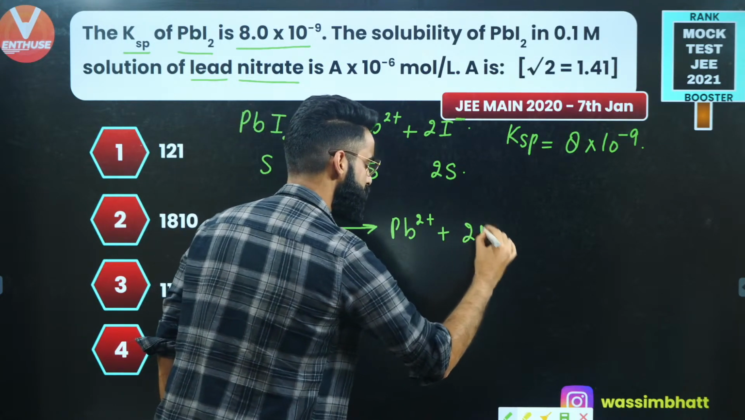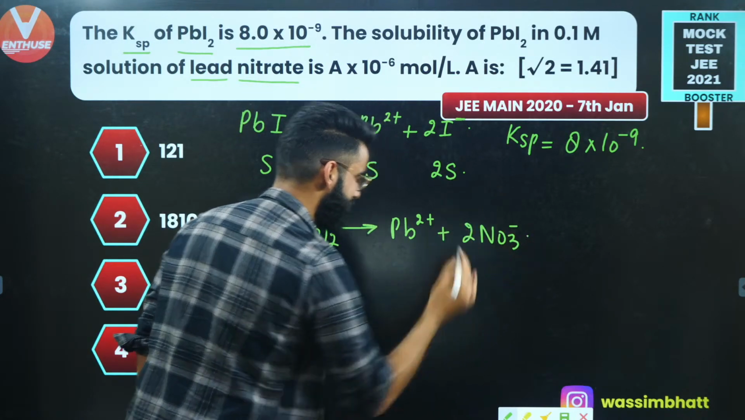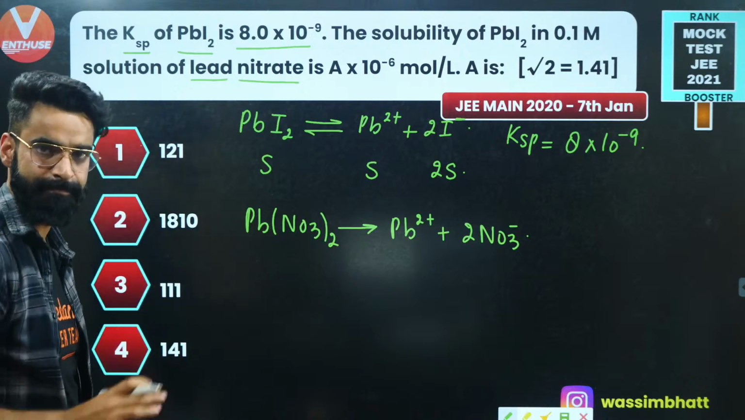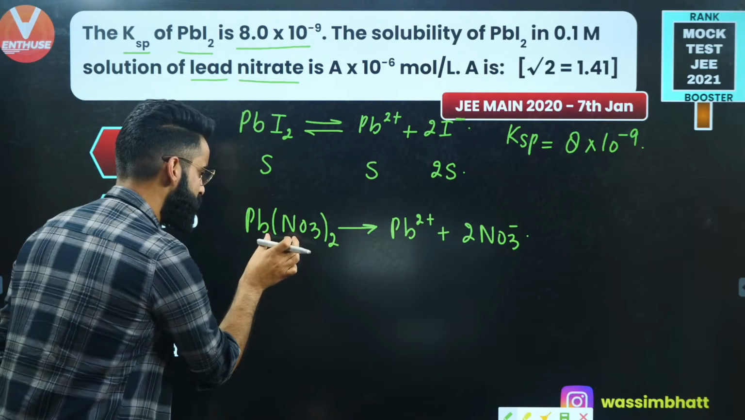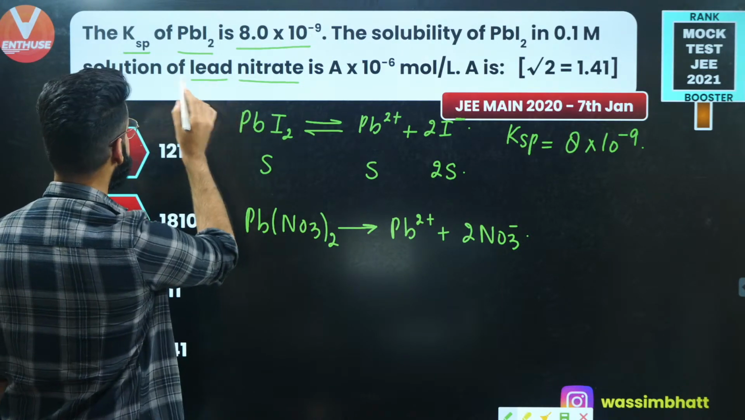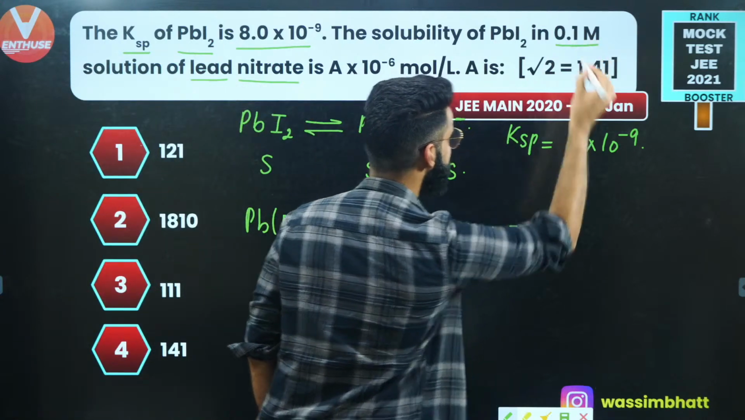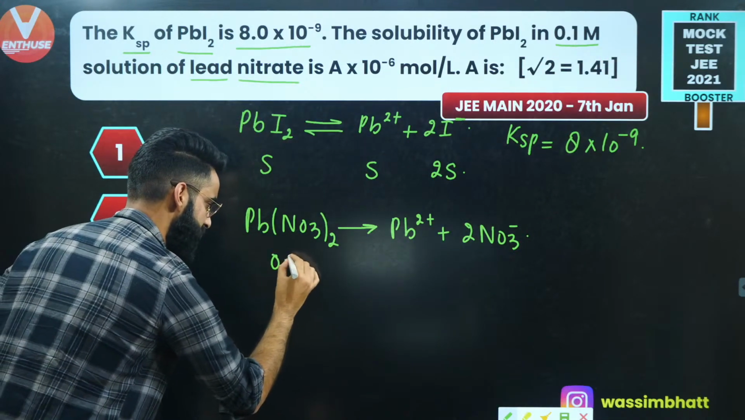Pb²⁺ plus 2 NO₃⁻. These will be the ions of this strong electrolyte, correct? What is the concentration of this Pb(NO₃)₂ that's given to me? The concentration of this Pb(NO₃)₂ that's given to me is 0.1.